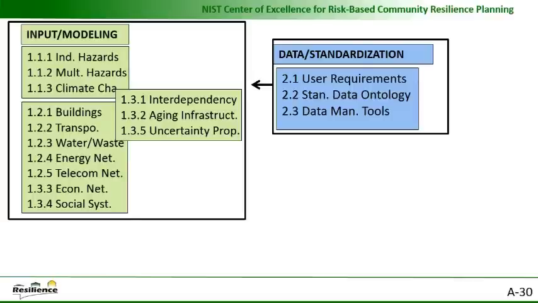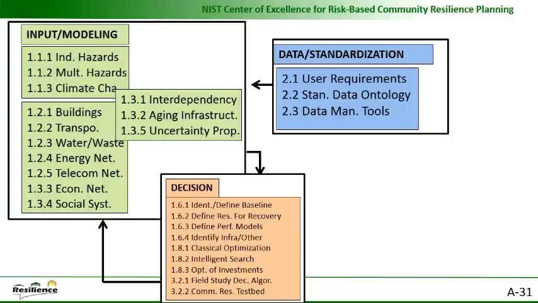Shown in blue are the three major tasks making up Thrust 2, which focus on data ontology and management. Initial efforts have focused on understanding the user requirements and what ontologies are available and used at present. In orange are the tasks that focus on decision support algorithms within NIST core. These include social science-focused tasks, both classical and intelligent search algorithms, and community resilience test beds, the latter of which will help focus today's webinar. Not all of these tasks have begun in year one, since some require at least a beta version of the computational environment to be in place.